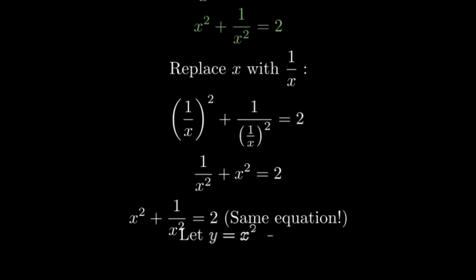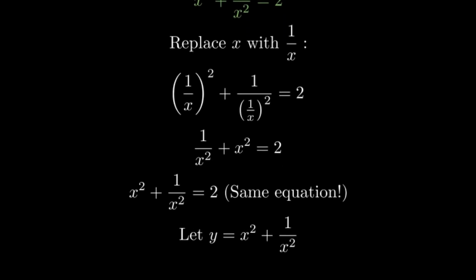First, let's let y equal x squared plus 1 over x squared. Then y equals 2. We can rearrange this to x to the fourth minus 2x squared plus 1 equals 0. This is a quadratic equation in terms of x squared. Let's solve this quadratic equation.